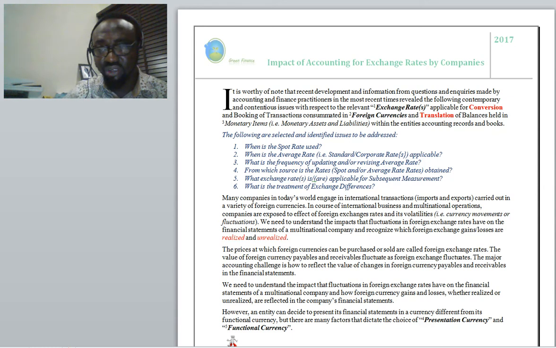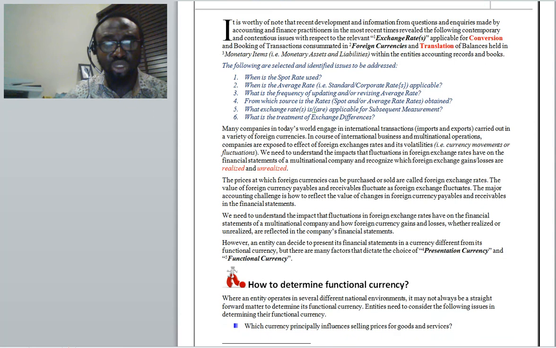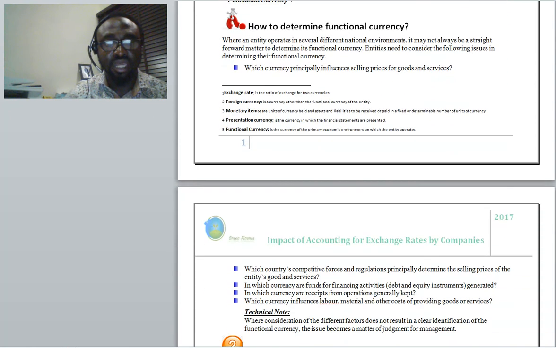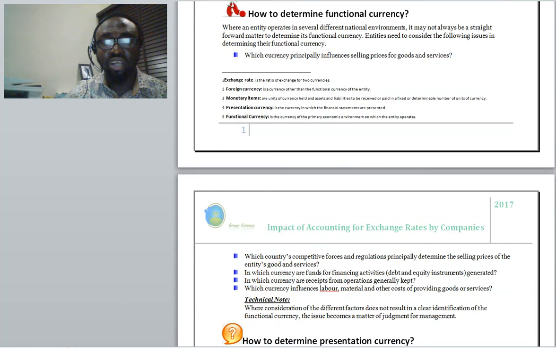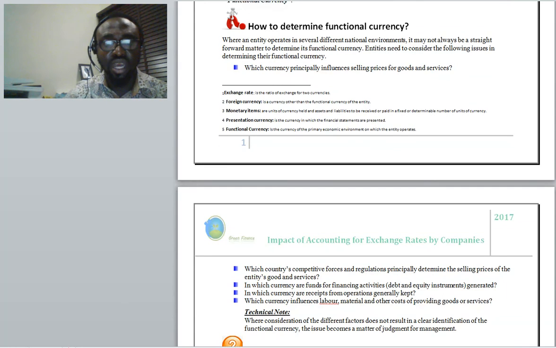Now, the first point of call is to answer this simple question, and the question borders on how to determine functional currency. How do we determine functional currency? If you recall, in the course of this video, I explained that functional currency is the currency of the primary economic environment in which an entity operates. Therefore, there are various factors that need to be considered, but in simple terms, the factors are based on the substance of the company's operation and its principal activities.